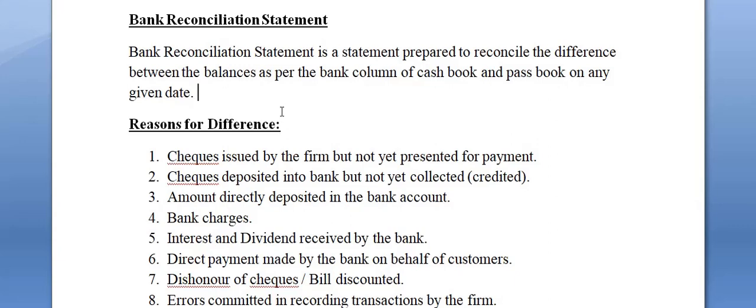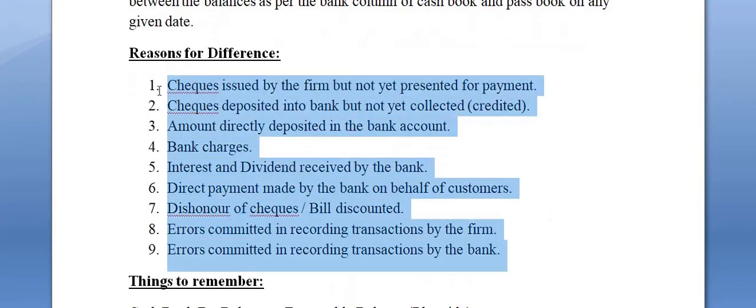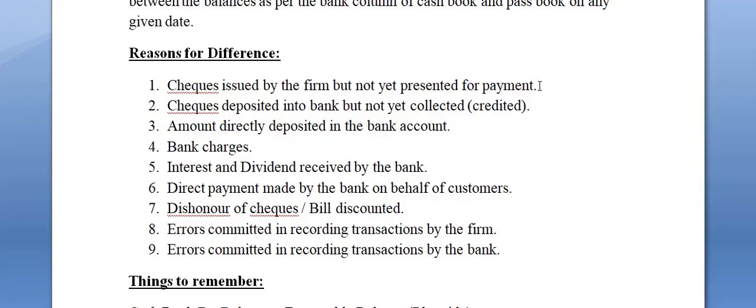Anyway, so what are the reasons for difference? The reasons for difference are, okay, so I have written only 9 differences. So let us just discuss these 9 points of difference one by one. Number one, checks issued by the firm but not yet presented for payment.